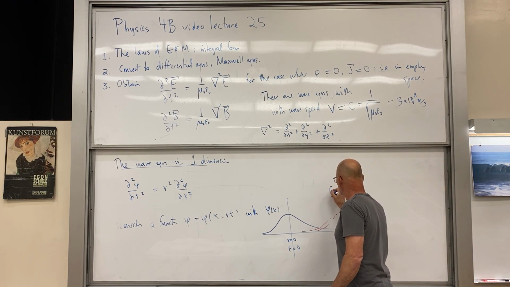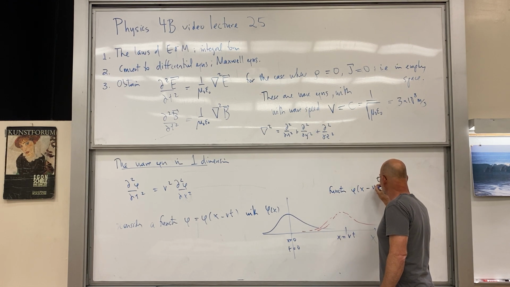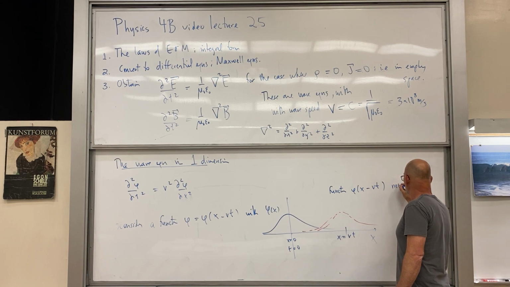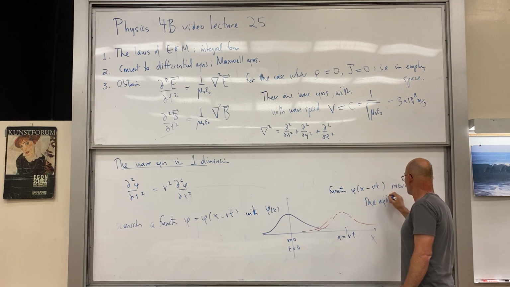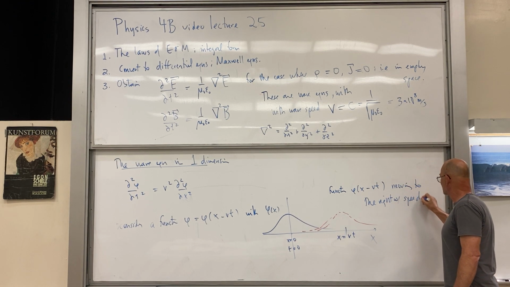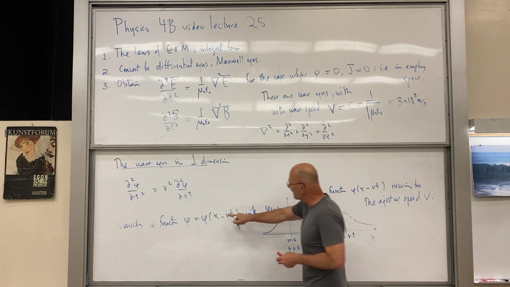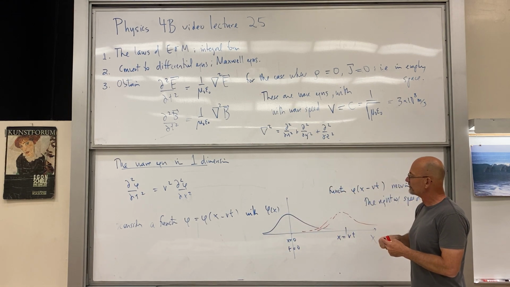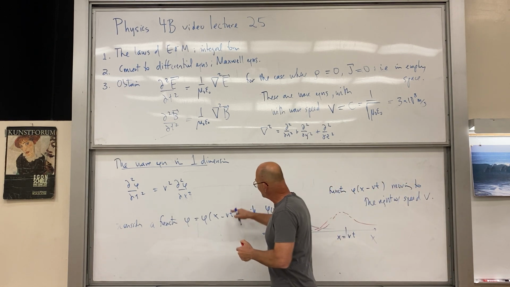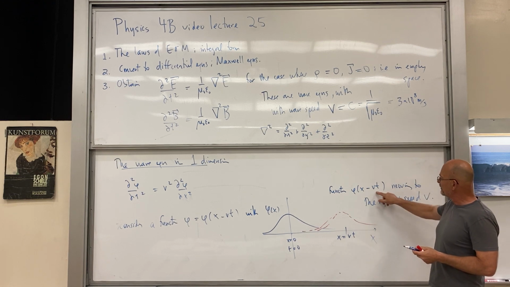So a function of x minus vt is moving to the right with speed v. That's clear enough. And in fact, if I had the plus sign here, it would be moving to the left with speed v. Good. So that's the discussion of this function as a pulse moving to the right with that particular speed.